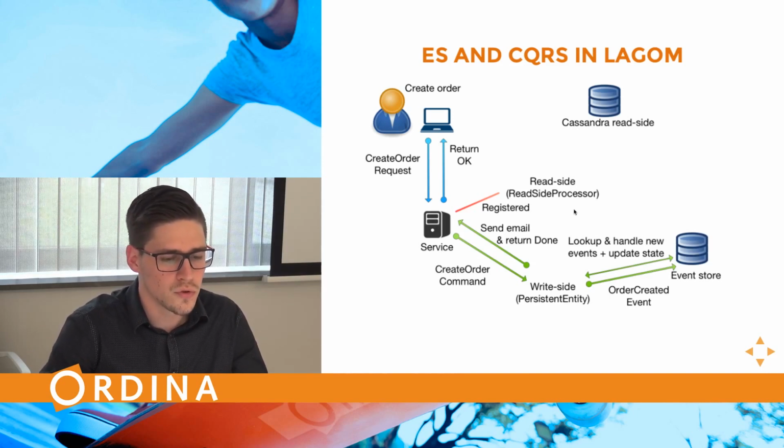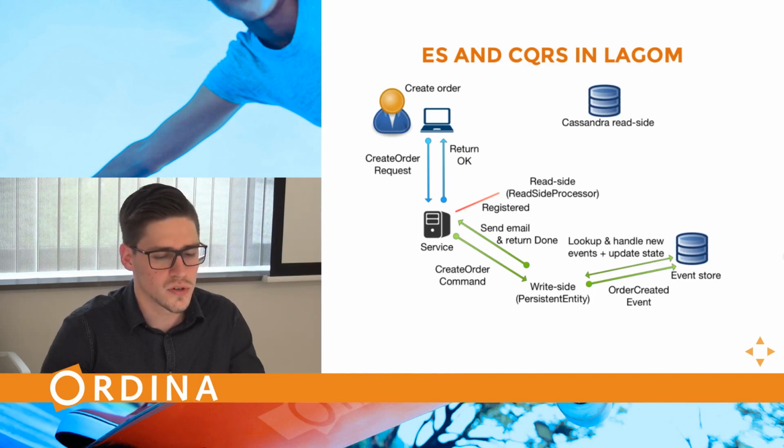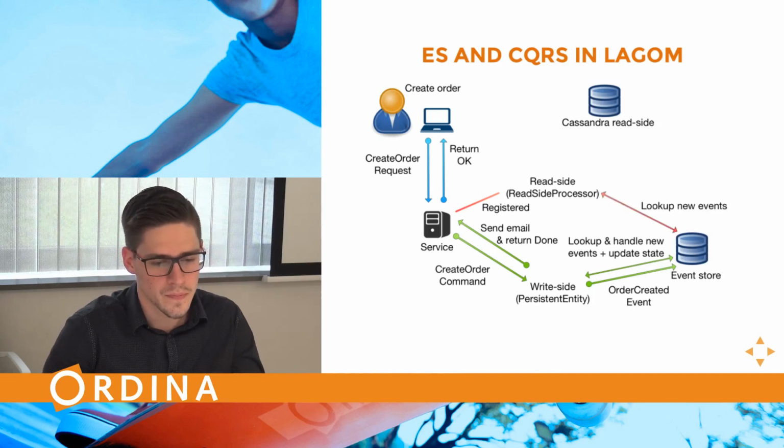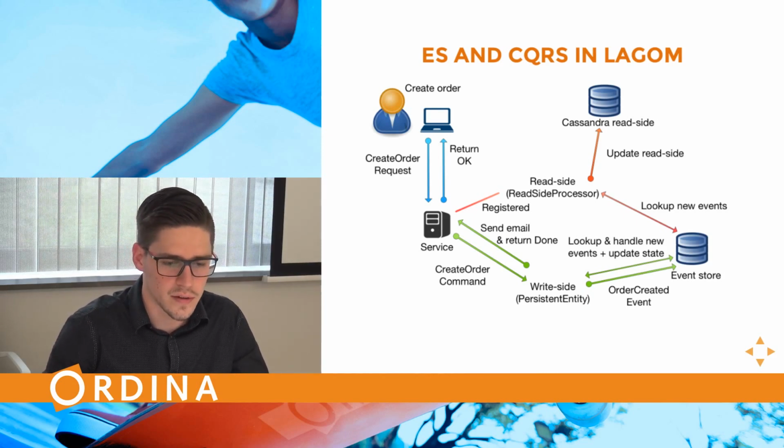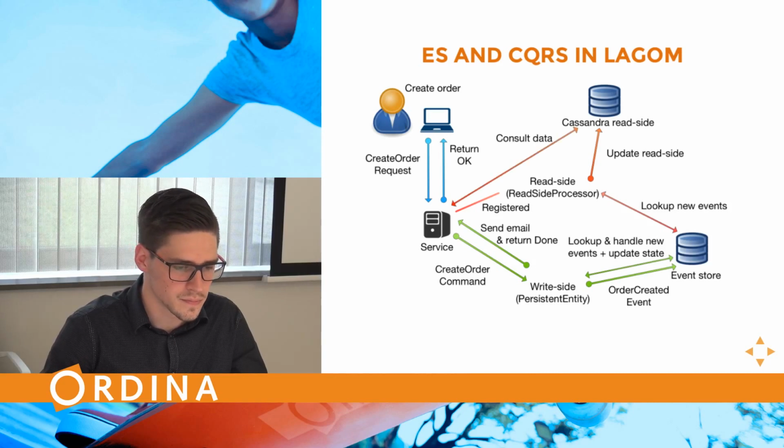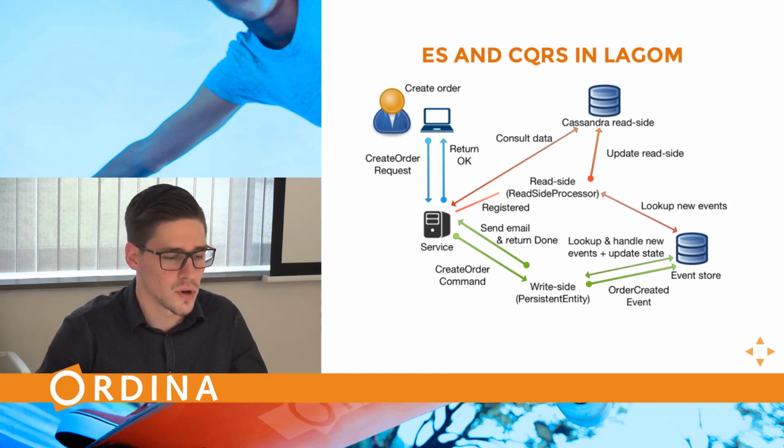And then in the background, we have our read side processor that will poll the event store. So it's going to look up any new events, and it should also come across our order created event. Based on the event, it will update our read side database in Cassandra. And as soon as that has been done, the user can look up the order he's just created via any service that consults any data via the read side.